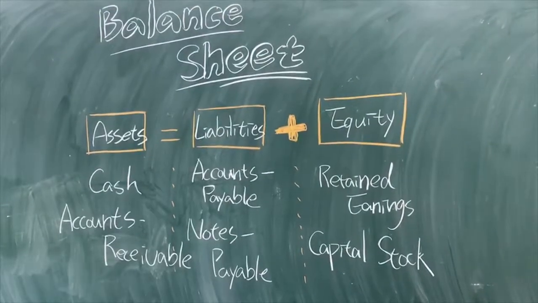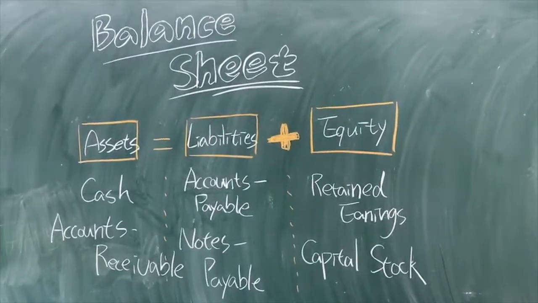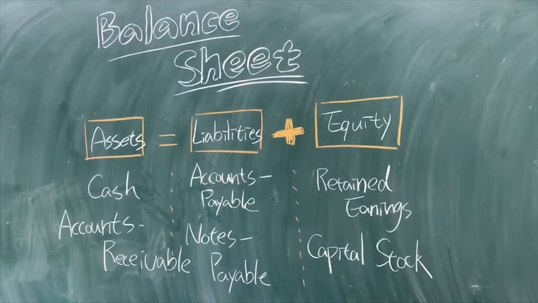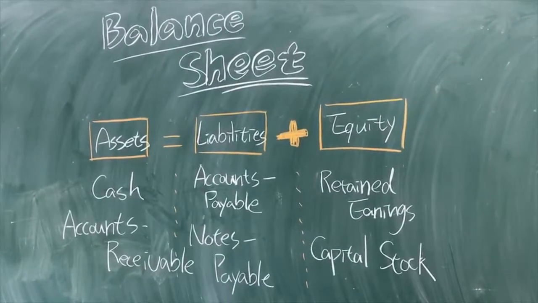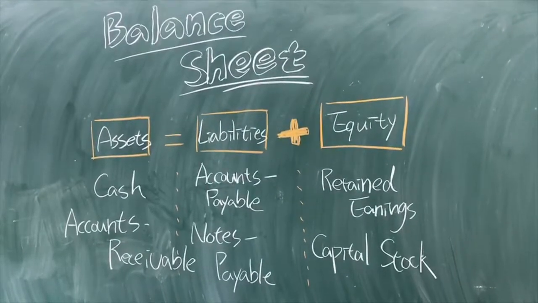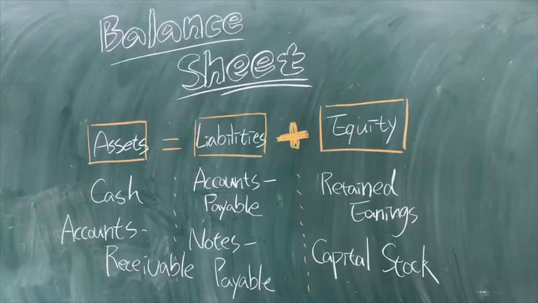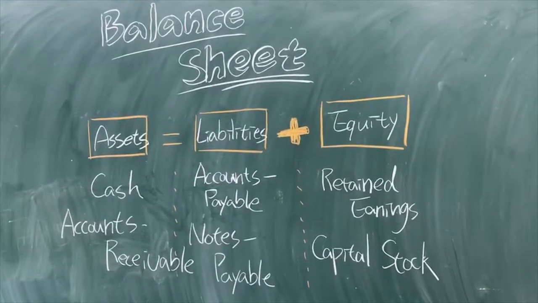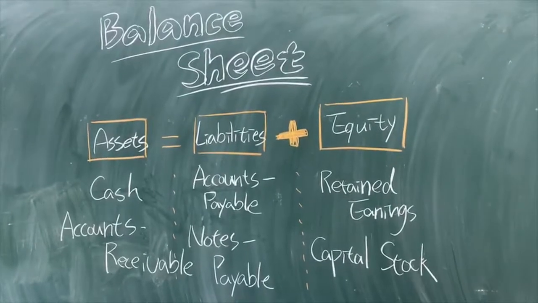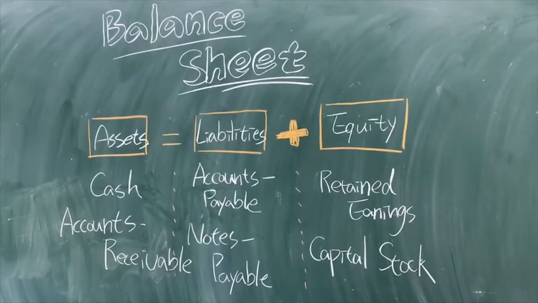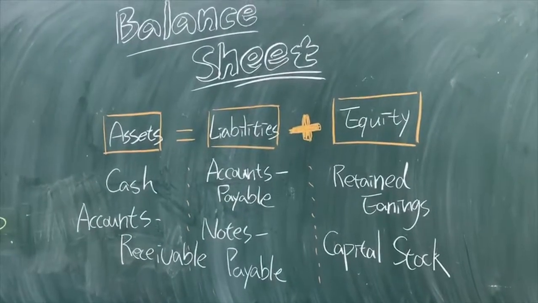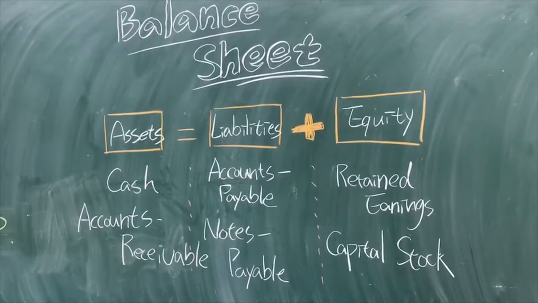In Chapter 2, I learned what is balance sheet, and the accounting equation is assets equal to liabilities plus equity. And what is assets? It's cash and accounts receivable. And what is liabilities? It's accounts payable and notes payable. And what is equity? It's retained earnings and capital stock.